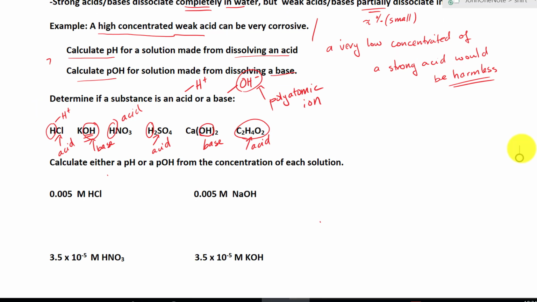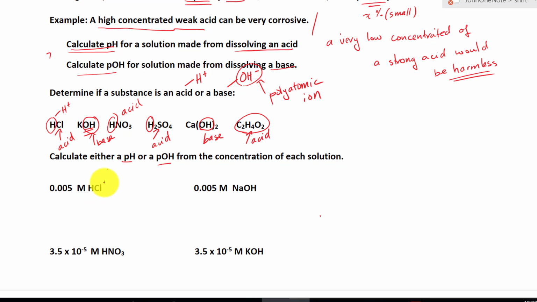And the next task is we are going to calculate either a pH or pOH from the concentration of each solution. Remember, we talked about how we have to calculate the pH if a solution is made from dissolving an acid, or the pOH if the solution is made from dissolving a base. So before you do any calculation, you need to determine if this solution is made from an acid or a base. For example, we have the substance HCl. This is not a base because it doesn't have an OH-, so that must be an acid. Because it's an acid, we have to calculate the pH.